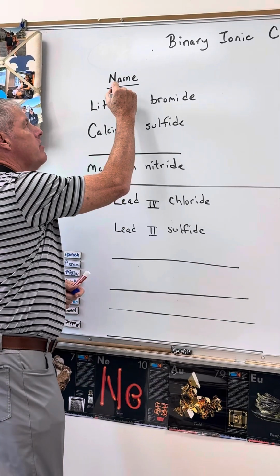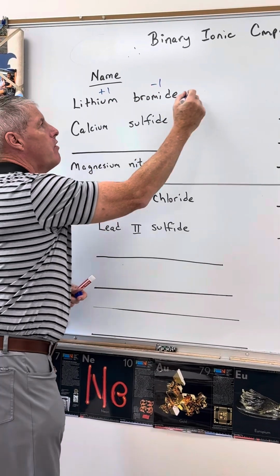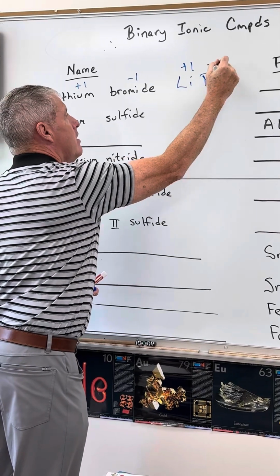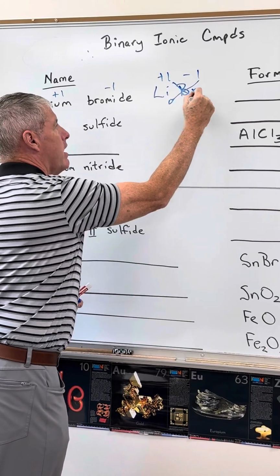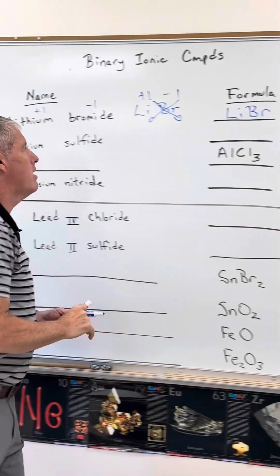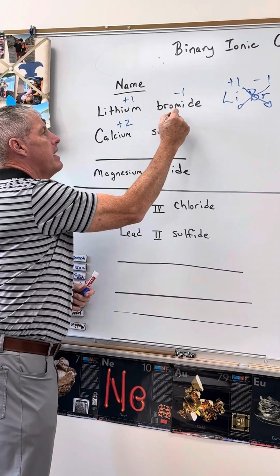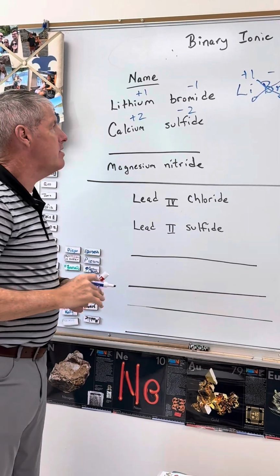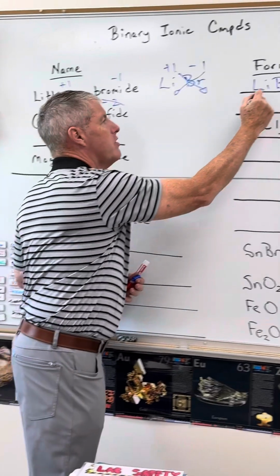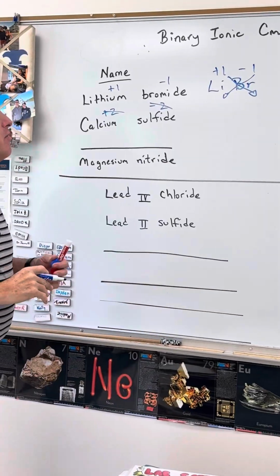So how it works is you'll identify lithium as +1, bromide as -1, crisscross those numbers. So you get a 1 and a 1, and then you would write the formula as LiBr. The second one is calcium sulfide, which is +2, -2. When you have like charges, they do cancel out. So you actually simplify to 1 and 1. So this would be CaS.